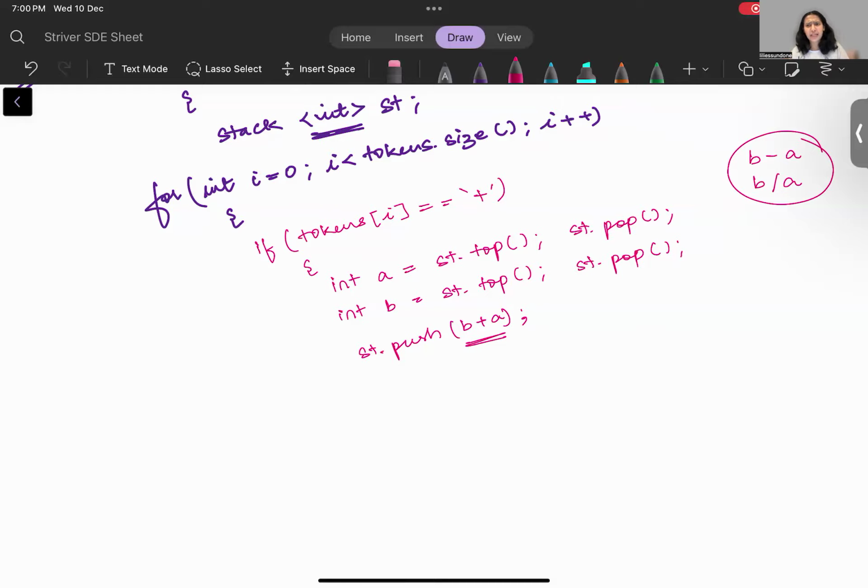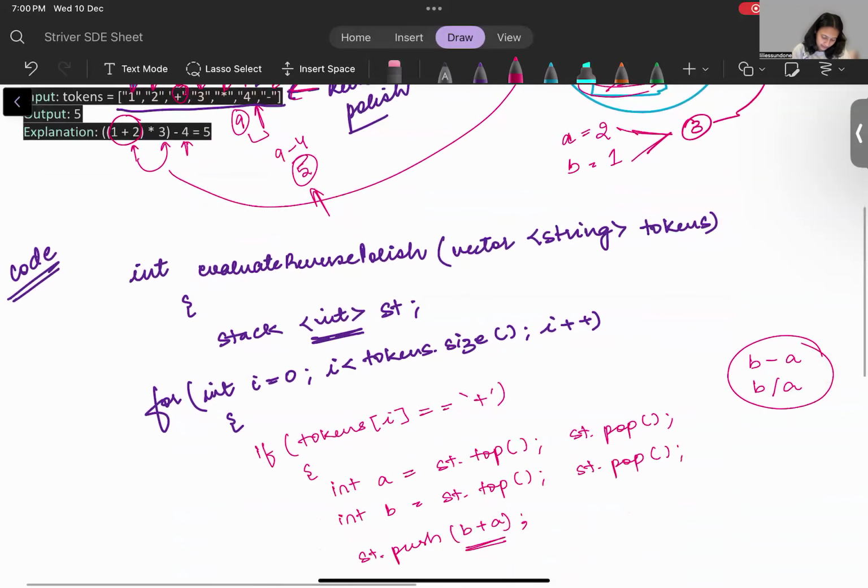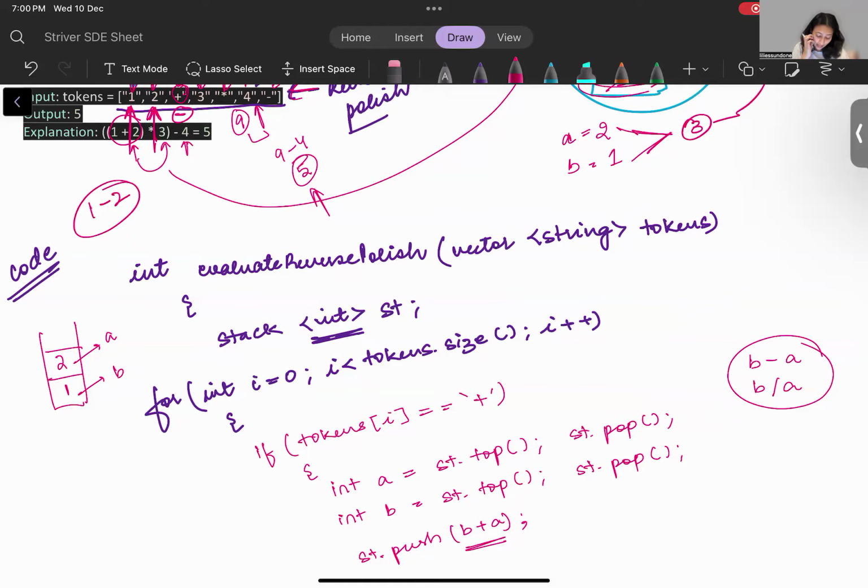Now you'd ask me why it's not a minus b, why it's not a by b. So let's just see this quickly. You have this 1 and 2. I put it in the stack in order 1 and 2, right? Now A is this, B is this. But as per the order, what should be first? 1, then 2. Now, had this been minus, it was for 1 minus 2. And how can I get 1 minus 2? That is B minus A. Do you get it? I hope you do.